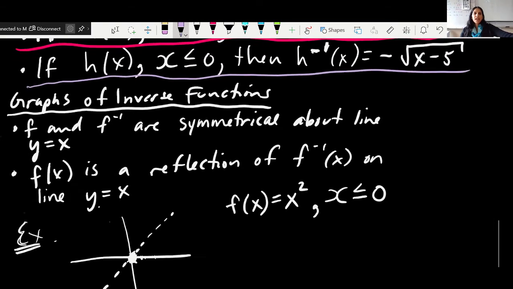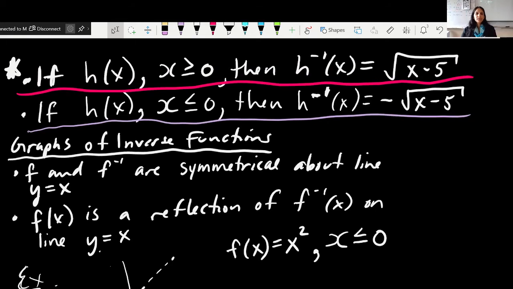Okay, so let's take a look at what the graphs of this would look like. f of x and the inverse are symmetrical about the line y equals x. Remember that line y equals x is a diagonal line across our graph. It's this dotted line down here. And f of x is a reflection of the inverse of x over that line. So we've done reflections over the x-axis and the y-axis. This is now a reflection over this diagonal line y equals x.